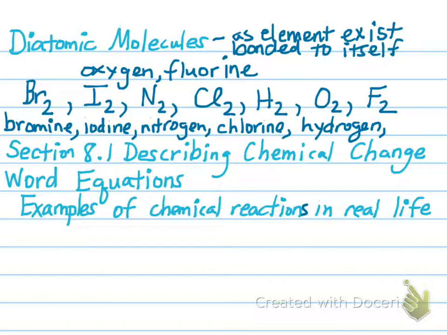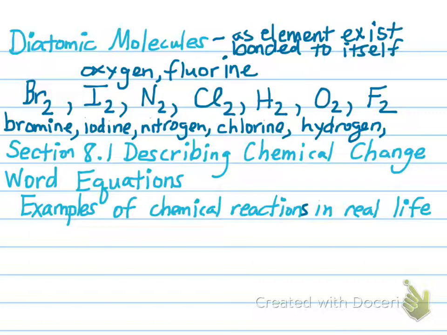Rust on your car, right? Your car panel looks one way before it rusts, and when it gets rust on it, it looks different. So that's a chemical reaction. The energy from your car battery, how your car gets that electrical energy from your battery, that's a chemical reaction. In biology, photosynthesis, how plants create the ATP that they need for energy.